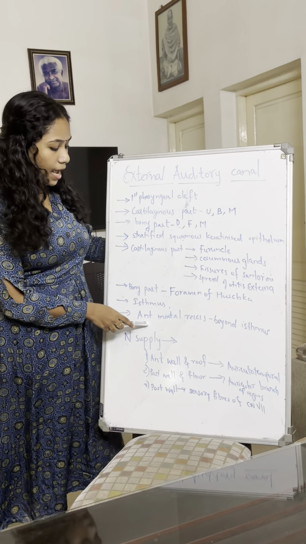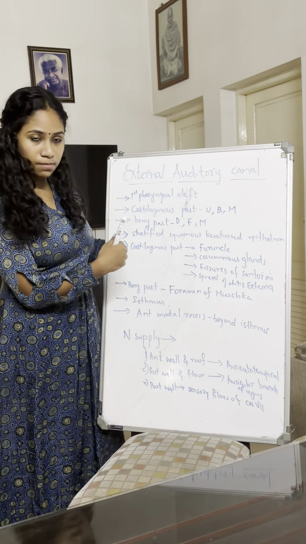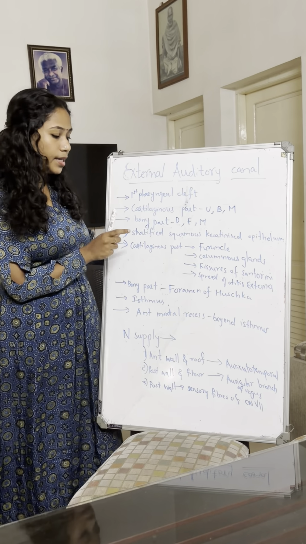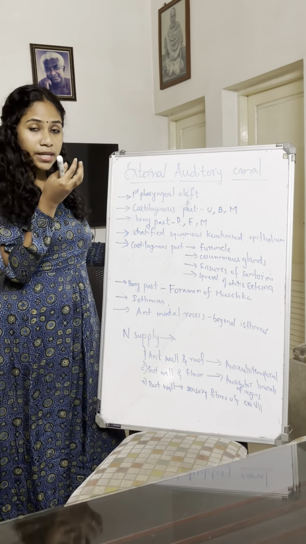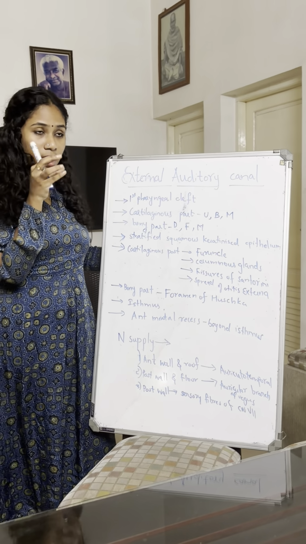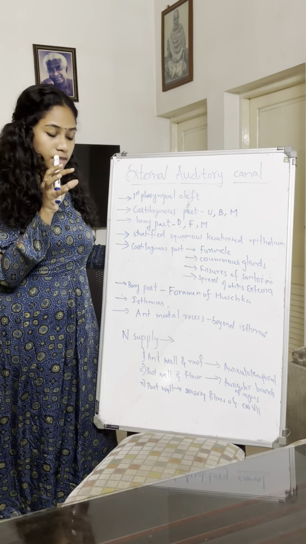Then there is the anterior meatal recess that is present beyond the isthmus in the bony part. It is where the spreading infection, or the contents of the medial wall, form a pool.